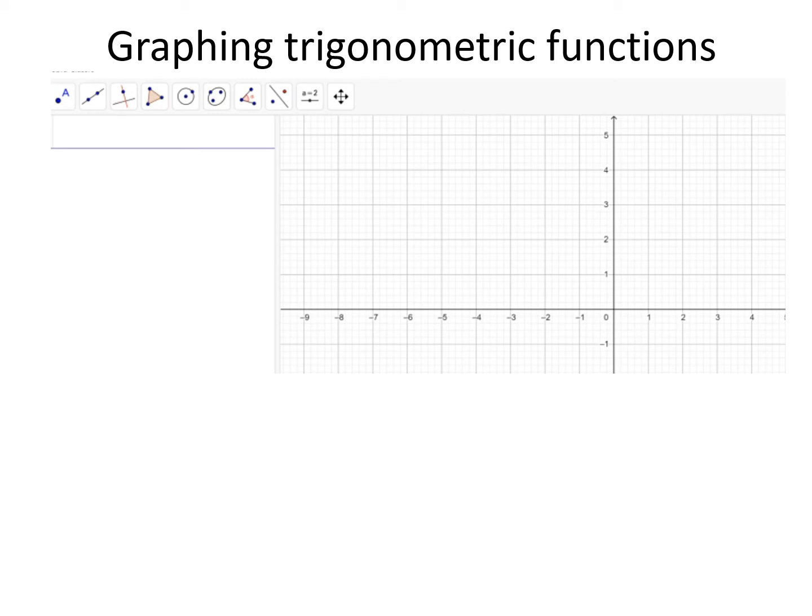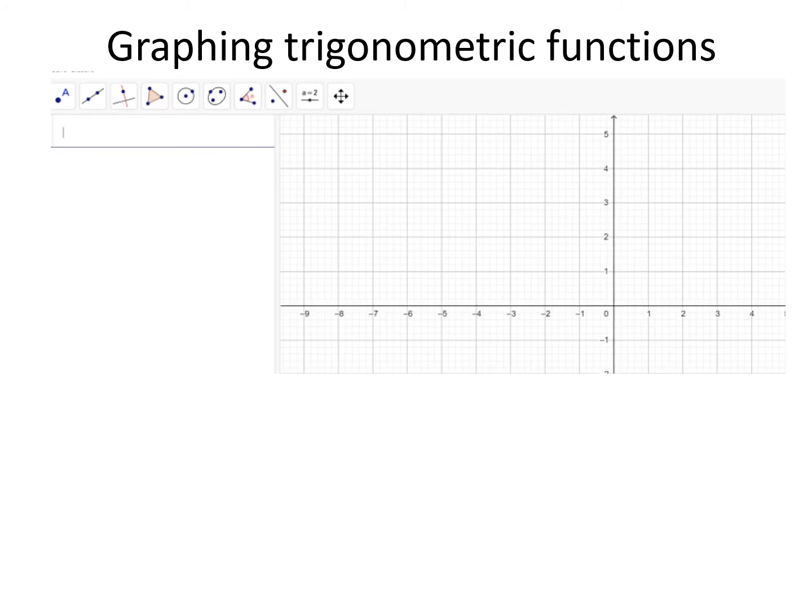Next, let's take a look at graphing trigonometric functions. This particular program is GeoGebra. Okay, let's graph y equals sine x. We're in radian mode. Look at this, really nice. 1 on the vertical axis, 1 on the horizontal axis, they match.